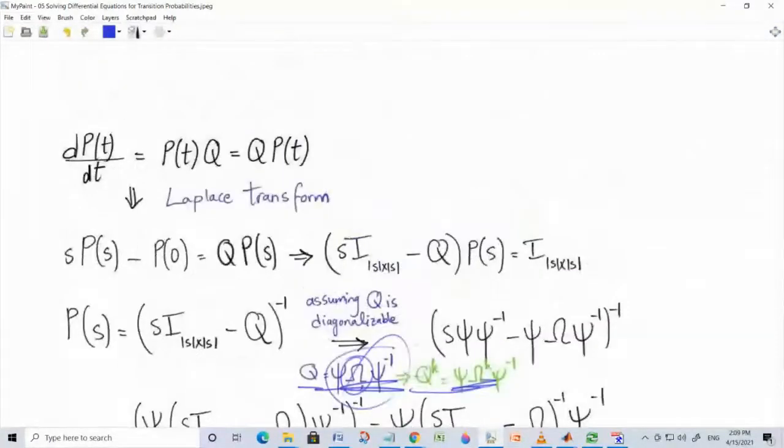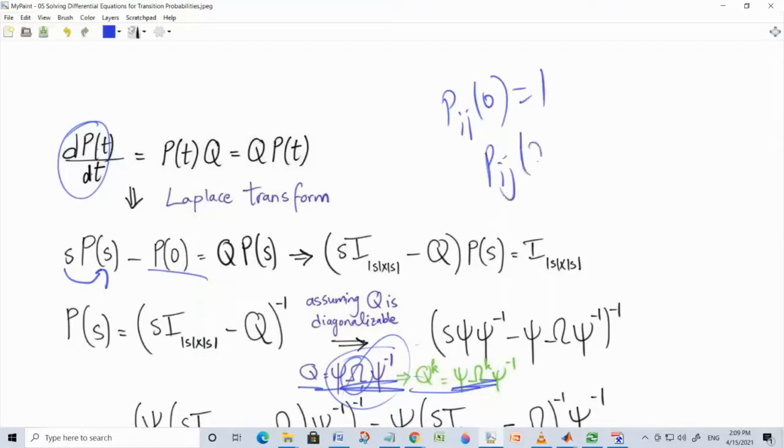And the idea is you take the Laplace transform, so the Laplace transform of the derivative is s multiplied by the function, and then you need to subtract the initial values. I will assume that the initial values are P_ii(0) equal to 1, and P_ij(0) equal to 0 if i is not equal to j. This is similar to what we did in discrete time Markov chains, where we defined B_jj(n) to be equal to 1 when n is equal to 0. So it's exactly the same thing here.